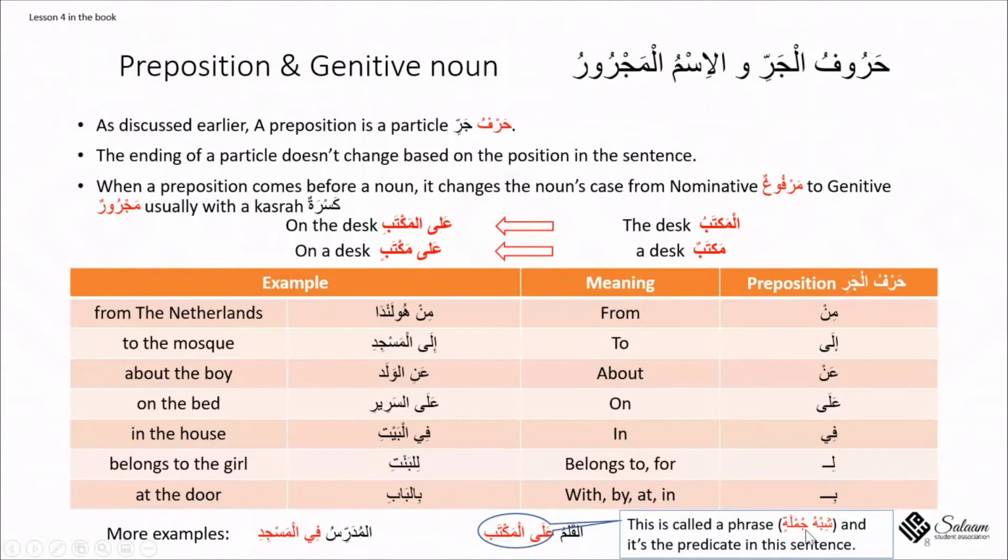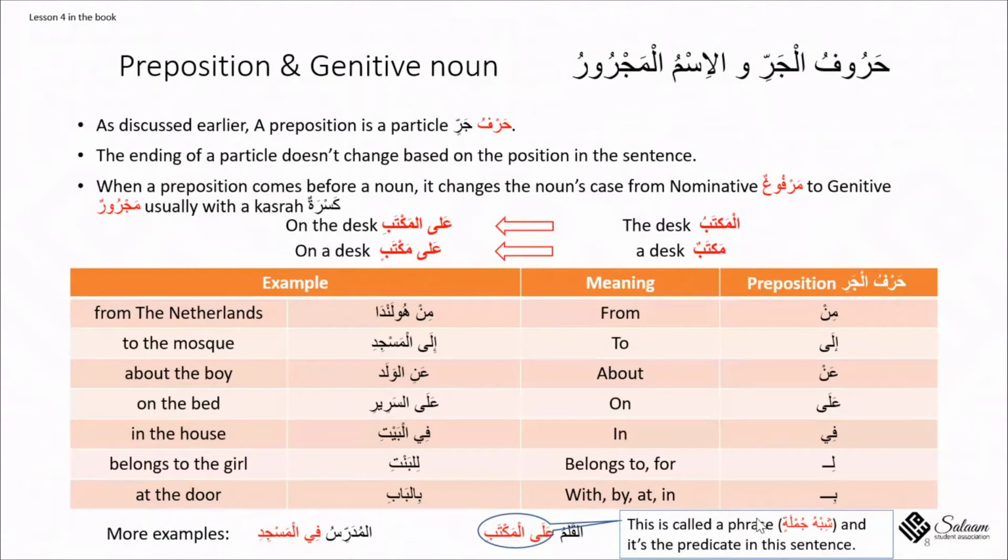This is just an information. I don't want to confuse you, but if you look at this sentence and this sentence, we have two parts: مبتدأ, as we talked before, مبتدأ with ضمة, and خبر. But now the khabar has a preposition. The whole thing, this is a complete thing, is considered khabar. This is called a phrase.